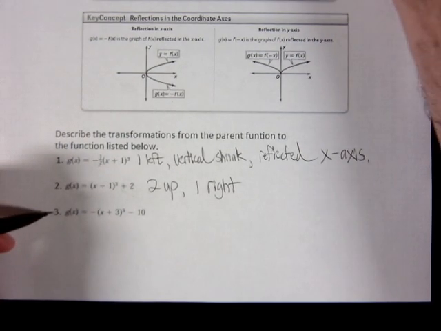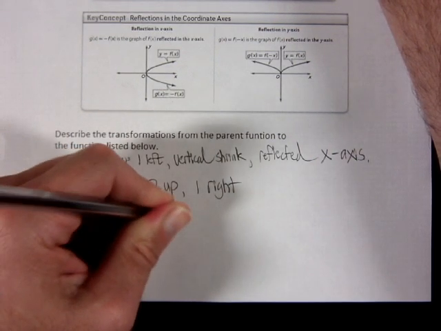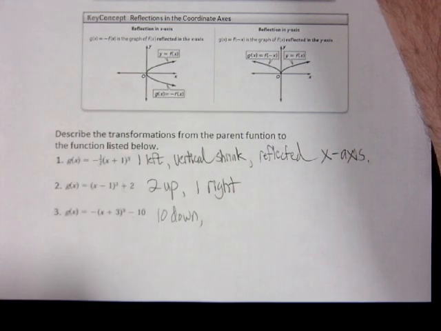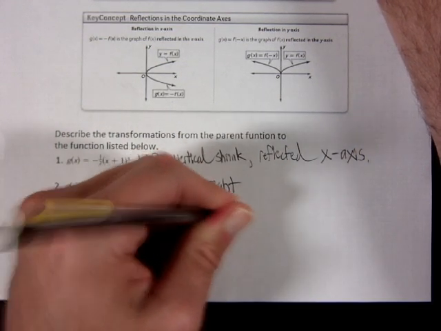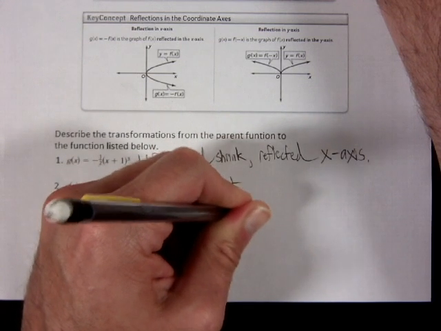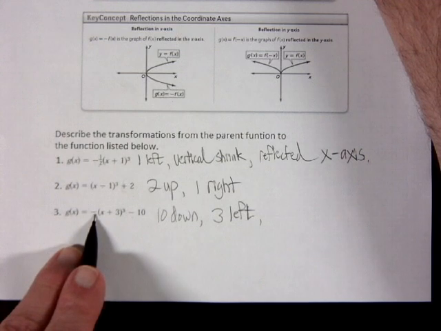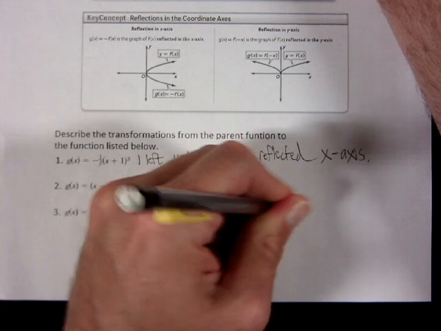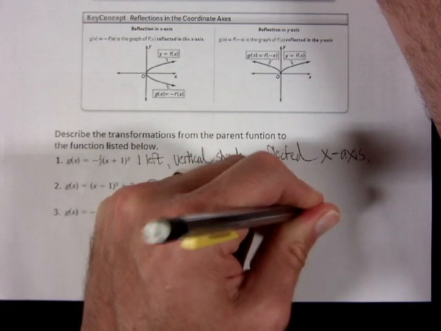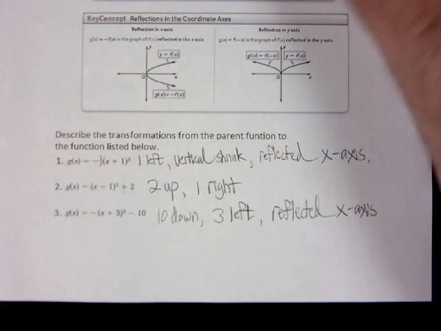The third one here, first movement I would describe here is 10 down. The next movement I would describe here, since this is +3 being added to it, that's going to be 3 to the left. And again, I've got a negative here, so that's going to be reflected in the x-axis.